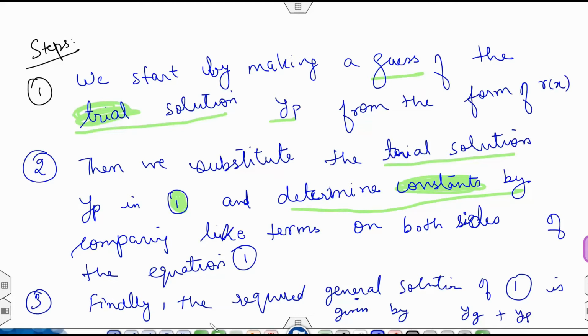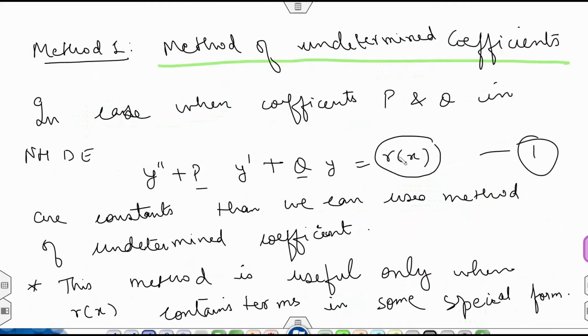This y g is found in a similar way as we did earlier. This is the general solution of the homogeneous differential equation. If you make r x equal to 0, you can solve it easily as we have done in the previous lecture, and then you can find out this y g.